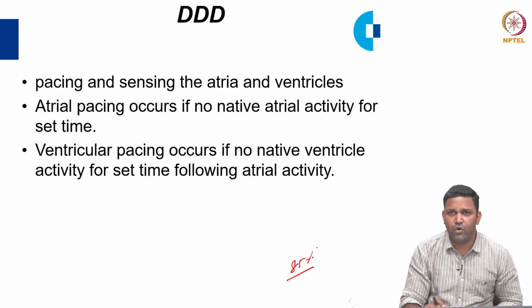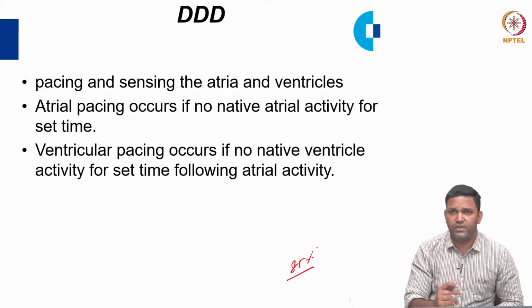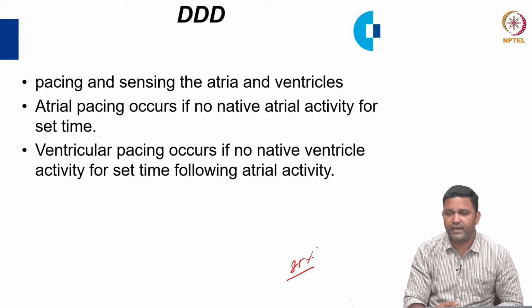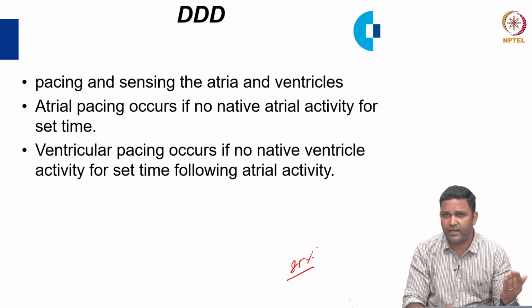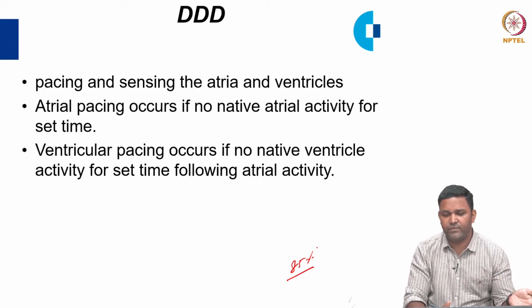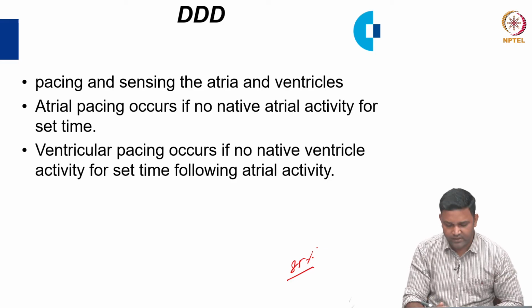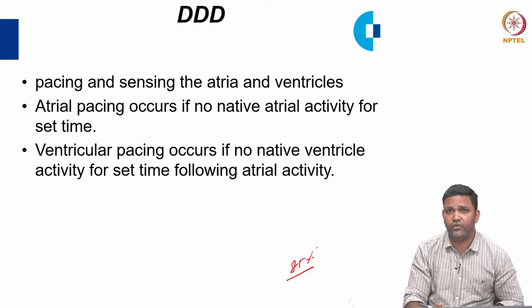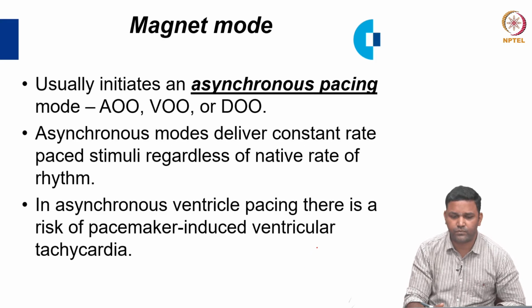So what happens? We have a lead in the atrium and the ventricle, and both the atrium and the ventricle are sensed. Atrial pacing occurs if there is no native atrial activity, and ventricular pacing occurs if there is no native ventricular activity following the atrial activity. I will show a few examples of the ECGs.